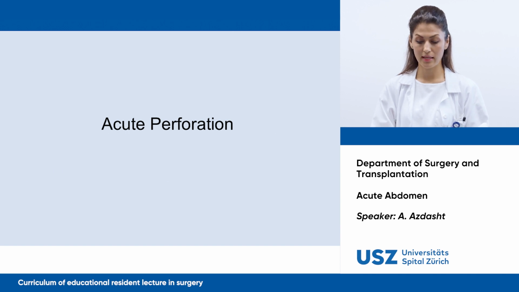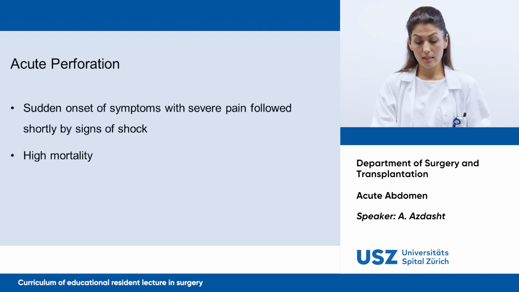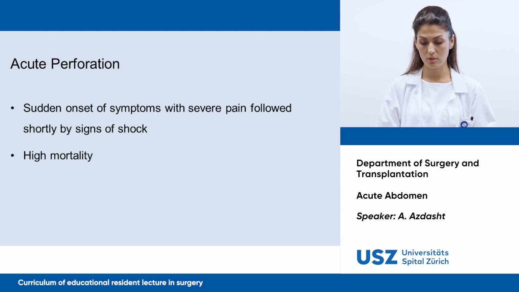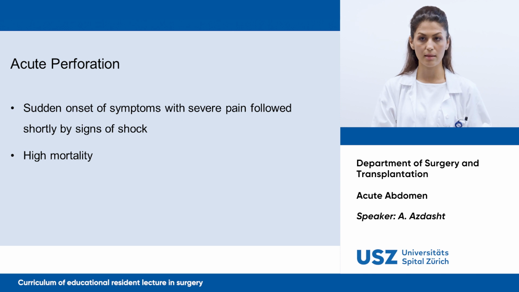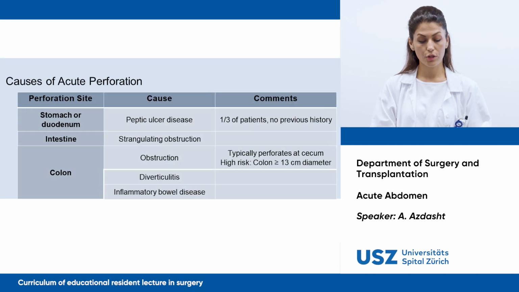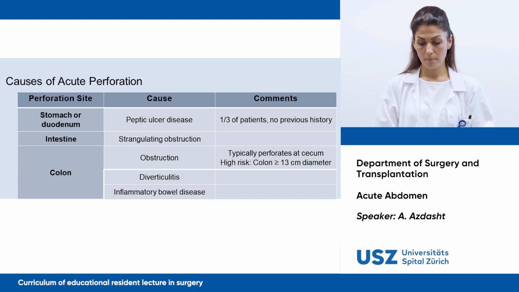And the last topic I would like to present to you is the acute perforation, as it can result from an AMI or an obstruction. It is so dangerous because you have really little time from the onset of the symptoms until the first signs of shock, causing a high mortality rate. It can occur in the stomach or in the duodenum in case of peptic ulcer disease, or by obstruction if it's in the intestines. It can also take place in the colon if you have obstructions, diverticulitis or IBDs.